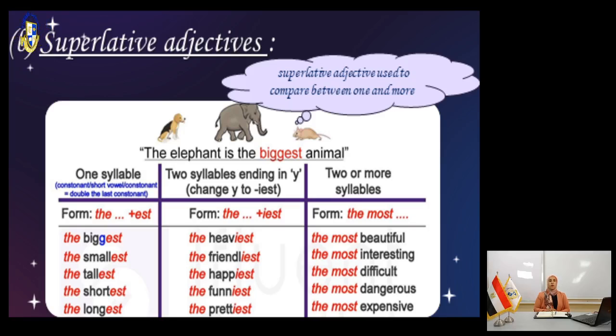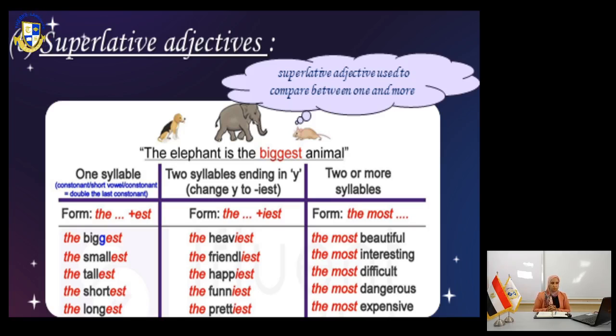Now we're going to talk about the superlative adjective. Superlative adjectives are the extreme of the adjective. It is the highest level of the adjective. I want to describe it with the highest level. How am I going to do this? The superlative adjective is used to compare between one or more. The comparative is between two, only two. But with the superlative, I'm going to compare between one and more.